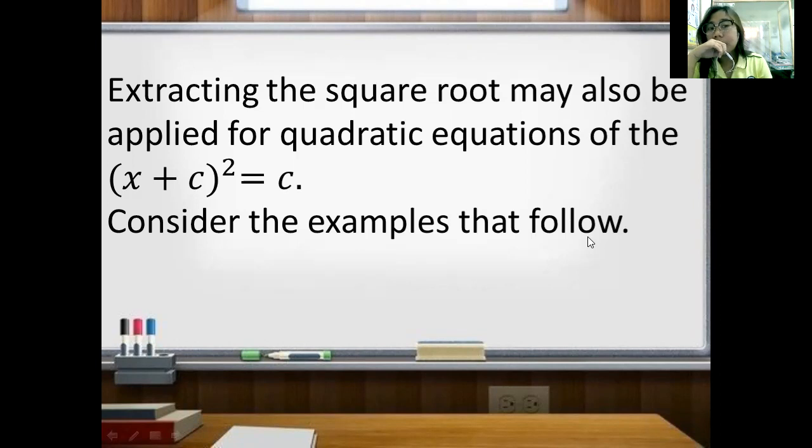Okay, dahil po ang degree natin is squared pa rin, or to the power of 2, so that is a quadratic equation. Okay, so kapag po nakakita kayo ng ganito, pwede nyo na po siyang extract by using this. Okay po, so let's proceed sa ating example.